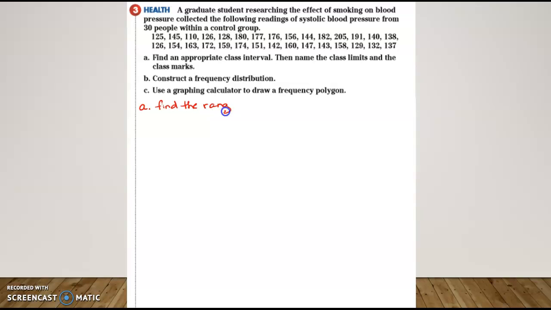The largest one we've got here is 205. Is there anything above 205? No. So we've got 205 minus 110. I don't see anything lower than 110. So 205 minus 110 gives me 95. Then what we wanted to do was divide it by 5 or 6 just to see what our intervals would be.